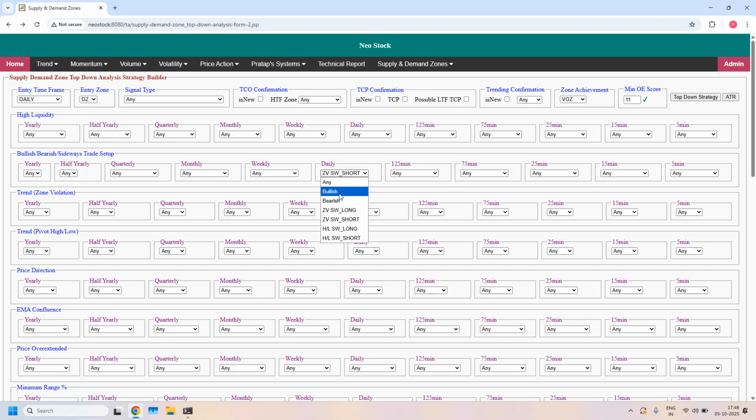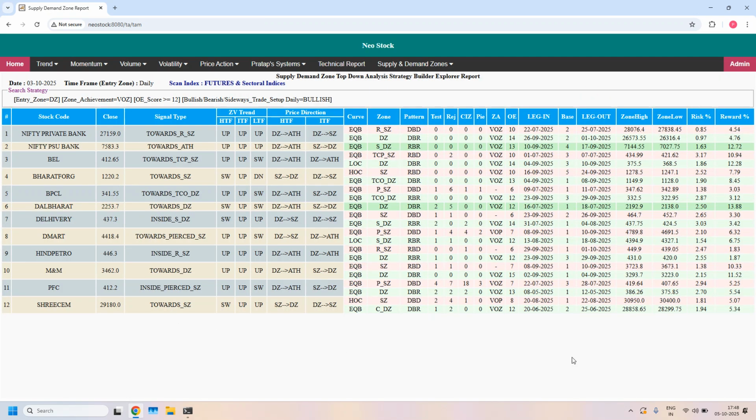Here bullish and one more change, minimum odd enhanced score should be 12. Let's filter. We got 12 stocks supporting bullish trade setup for monthly income trade. And all the entry time frame zones are daily demand zones. So total we got 12 stocks.